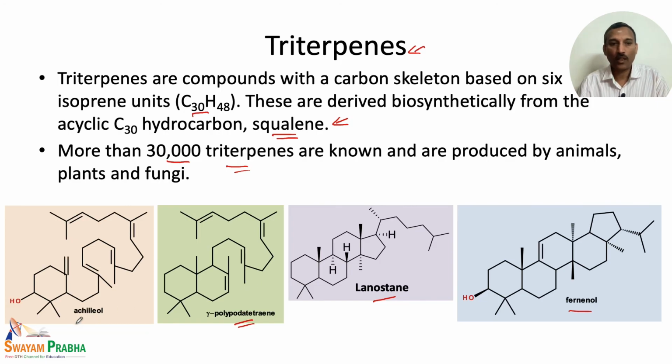Ferenolol and achilliol are some of the triterpenoid compounds, because here we have the hydroxy unit that is present in this kind of compounds. In the case of lanostane we have 4 rings, 1, 2, 3, 4, and this ferenolol contains 5 rings. So these are tetracyclic and pentacyclic systems, and here achilliol has only 1 ring. So these are some of the examples of the triterpenes or triterpenoid compounds.